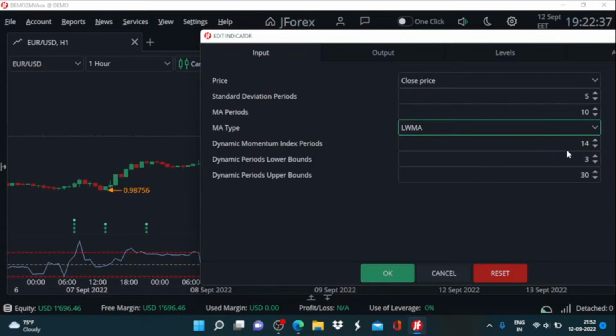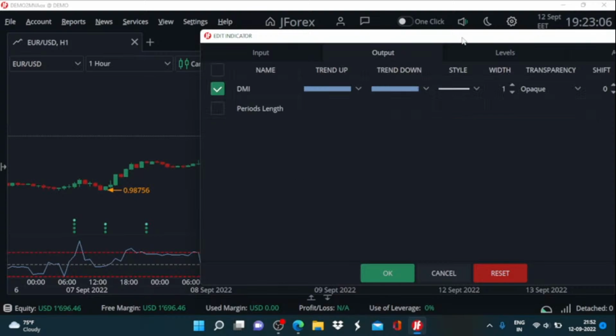And these are the dynamic momentum index periods. So this is the fixed calculation period, but it will keep varying, with 3 on the lower side. The lowest range for calculation consideration can be anything upward of 3 to 30 on the upper bound. So we have this range provided for varying the calculation period depending on the price volatility of the underlying instrument. Then we get this output.